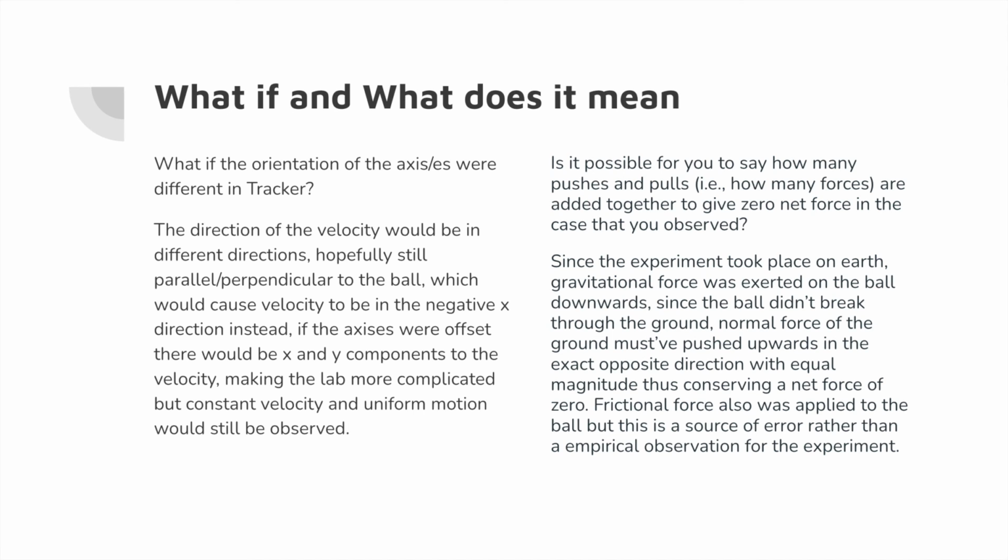Is it possible for you to say how many pushes and pulls, i.e. how many forces, are added together to give zero net force in the case that you observed? Since the experiment took place on Earth, gravitational force was exerted on the ball downwards. Since the ball didn't break through the ground, normal force of the ground must have pushed upwards in the exact opposite direction with equal magnitude, thus conserving a net force of zero. Frictional force was also applied to the ball, but this is a source of error rather than empirical observation for the experiment.